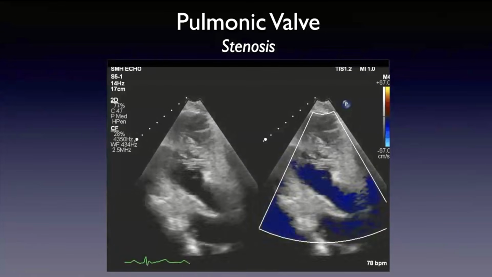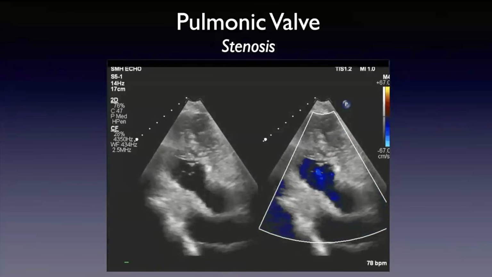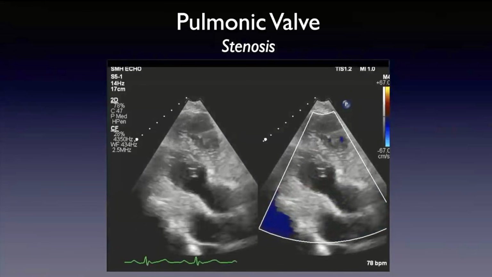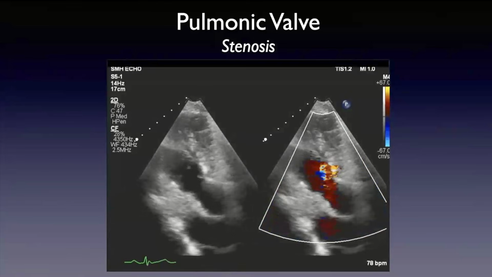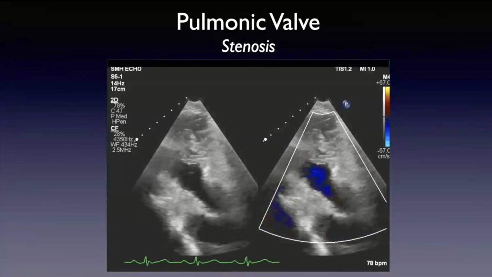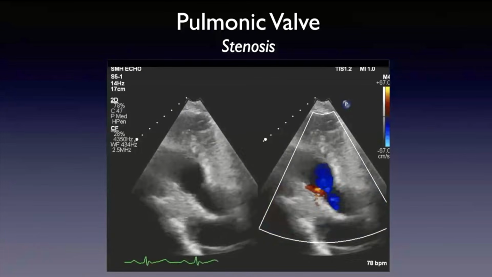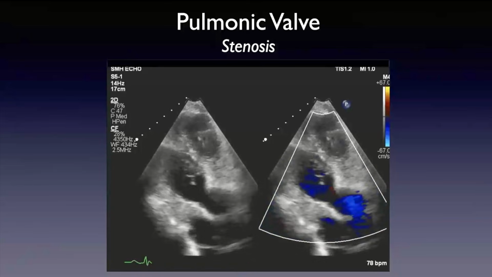So here's another unconventional view of the pulmonic valve. What view of the pulmonic valve is this? Yeah, so this is an apical view of the pulmonic valve and the PA. The way you get this view is you go to the apical 5-chamber view for the LVOT and the aortic valve, and then you angle up even more anteriorly.